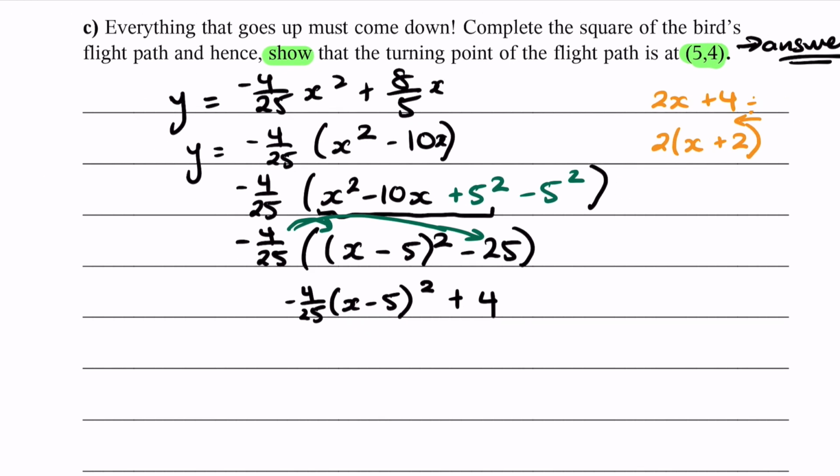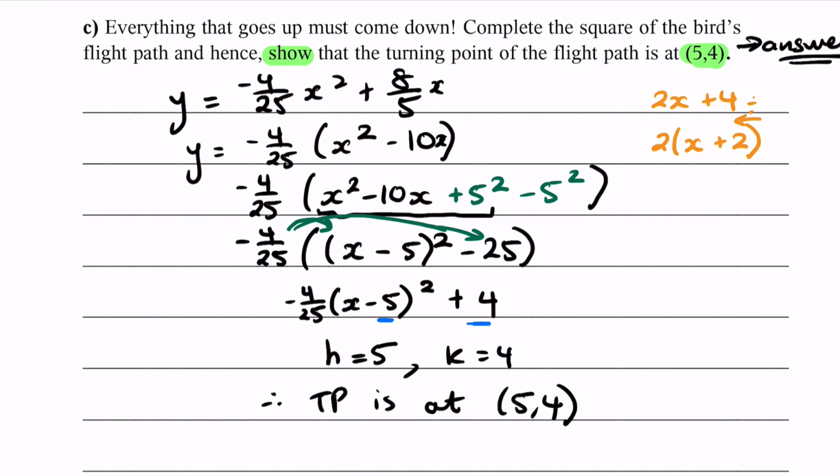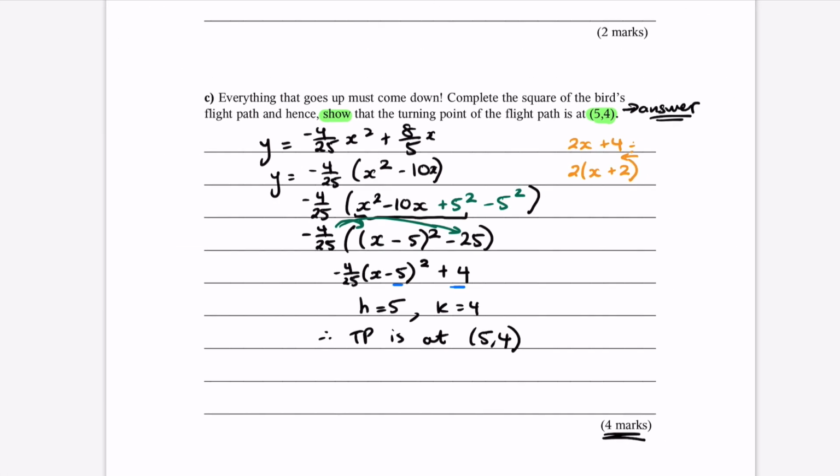And so then it's saying, hence show that the turning point is at that. So the turning point we know is at h and k. So we can say h equals 5, k equals 4. Therefore, the turning point is at 5 and 4. So we've proven it through completing the square.